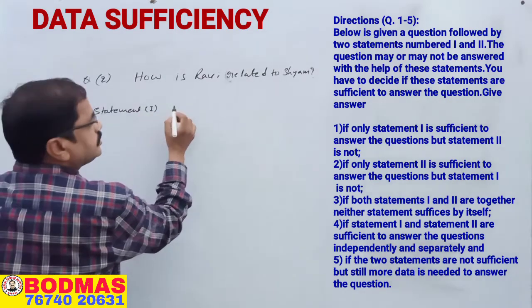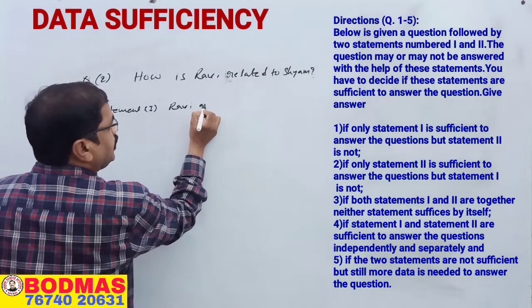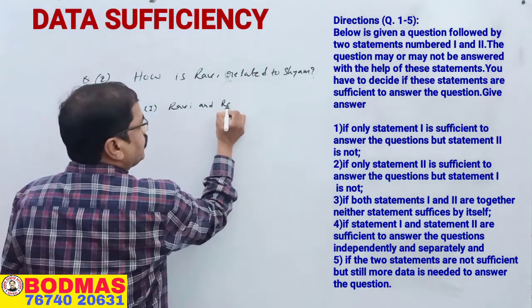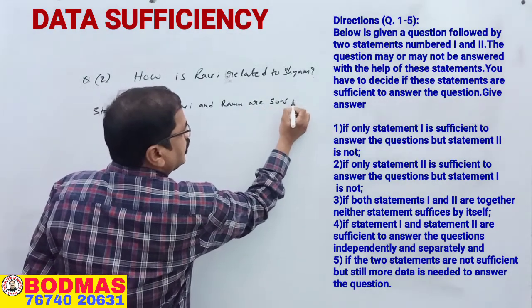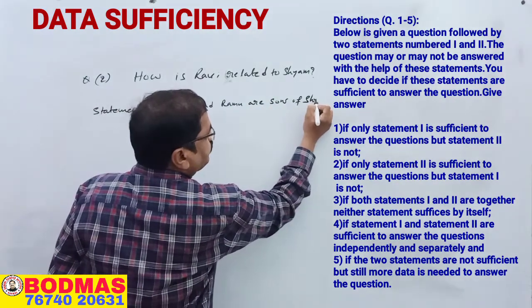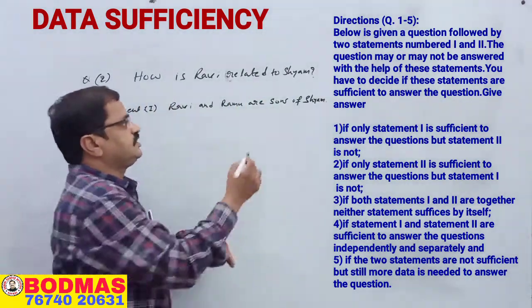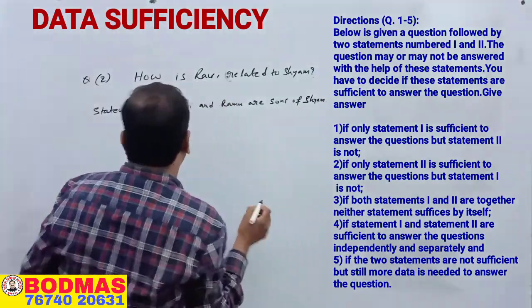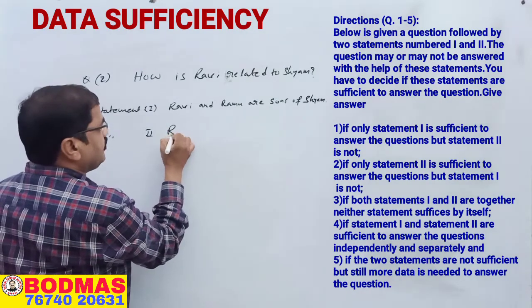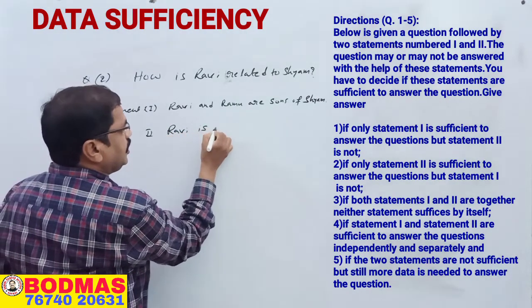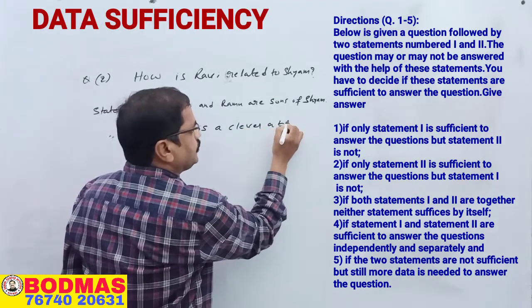Statement 1 is, Ravi and Ramu are sons of Shyam. Second statement is, Ravi is a clever boy.